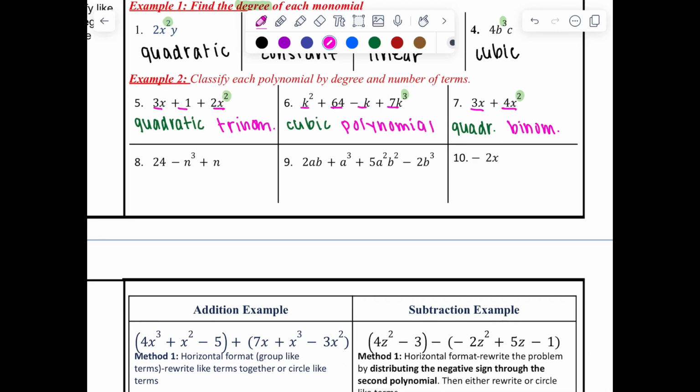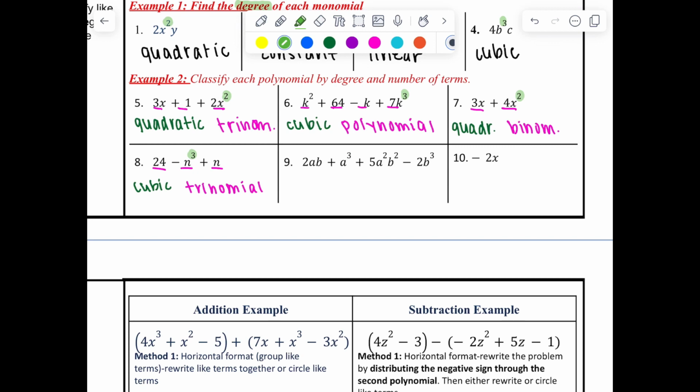Number 8. On number 8, we have 24 minus n to the third power plus n. So this time the n to the third power is our degree, which makes this a cubic polynomial or cubic expression. And then there are 3 terms. So instead of calling it a polynomial, I'm going to say it's a trinomial because that's how many terms there are.